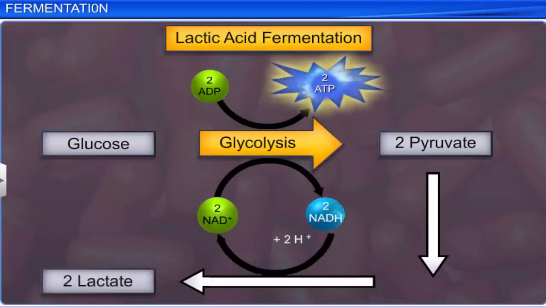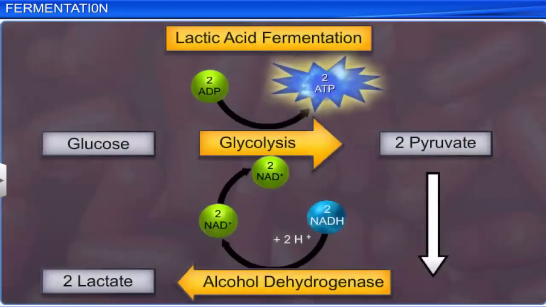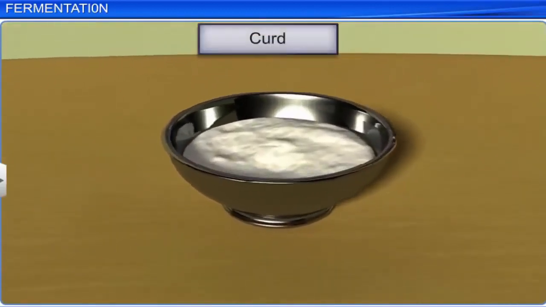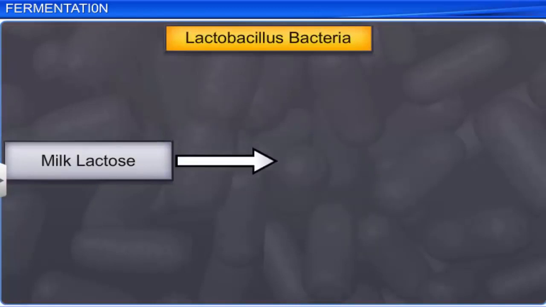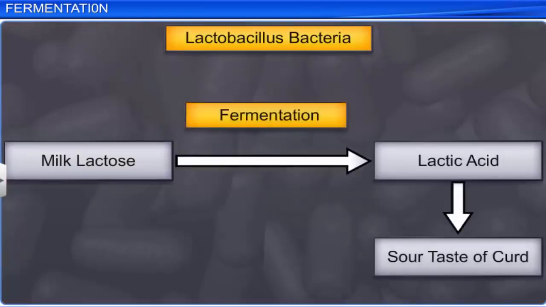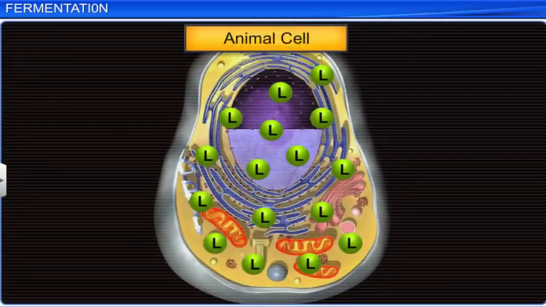The NADH formed in the glycolysis process is reoxidized to NAD+ by lactate dehydrogenase to be reused in the glycolysis process. For example, curd has a sour taste due to the presence of lactate formed by lactobacillus in fermentation. Lactate is also formed in animal cells under certain conditions.